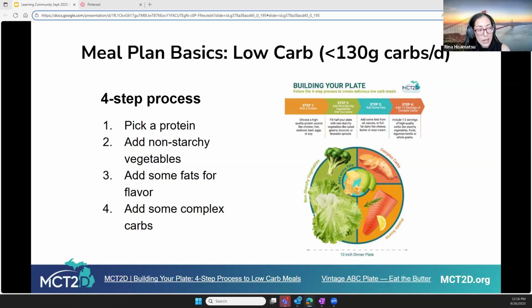Now, some of the patients that I work with also like to use the ABCs of low carb meal planning, which is something that I had learned about from an external resource called Eat the Butter. So both of the resources are here on the slide that I'll share after our session today for you all to reference. But essentially the ABC stands for A for adequate protein, B for bright veggies, C for careful carbs. So some patients really like that kind of ABC approach as well.